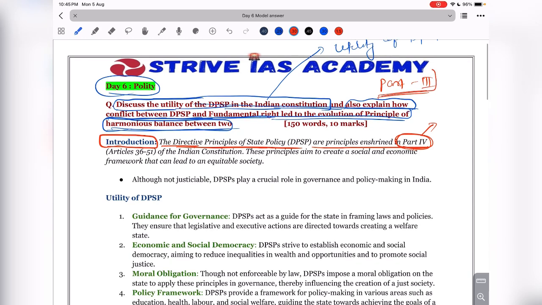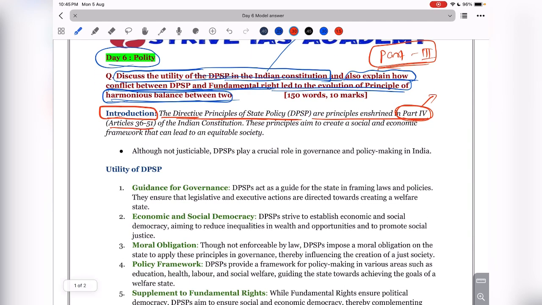From Article 36 to 51 of the Indian Constitution, these principles aim to create a socio-economic framework that leads to an equitable society. The main goal of the DPSP is to bring about social equality, that means equality for women, equality for the downtrodden like scheduled castes and scheduled tribes. Then economic equality means all sections of society should have equal opportunity in employment, equal pay for equal work. There should be adequate employment opportunities and reduction of the concentration of wealth. These principles help in bringing about socio-economic equality.